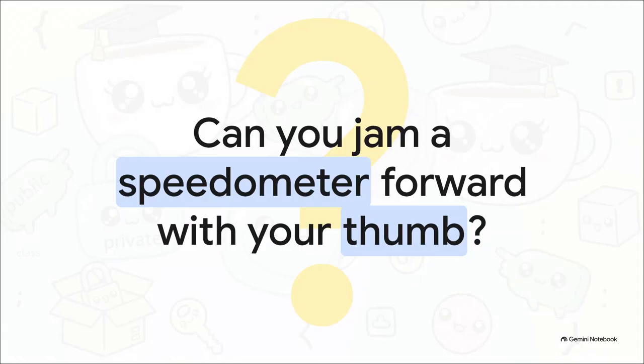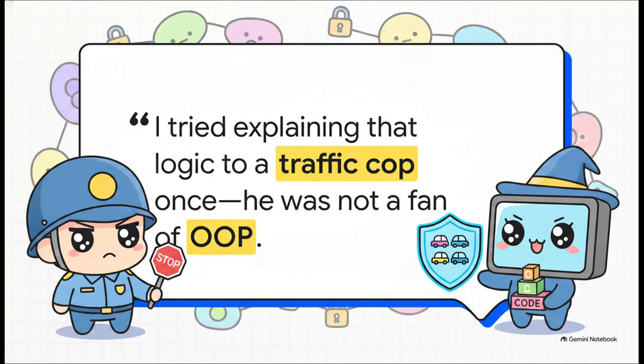To start, I want you to think about a pretty absurd question. Can you jam a speedometer forward with your thumb? Right? In the physical world, obviously not. You can't just reach behind the dashboard of your car, physically grab the needle, push it to 100 miles per hour, and expect the car to instantly match that speed. You're bound by physical limitations, mechanical engineering, reality itself. But in the virtual world of programming, unless we explicitly enforce those rules, there is absolutely nothing stopping us from doing exactly that.